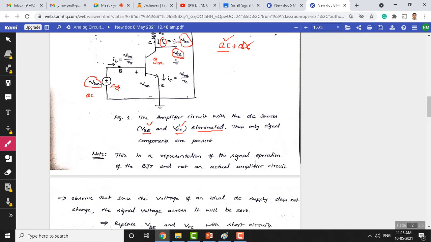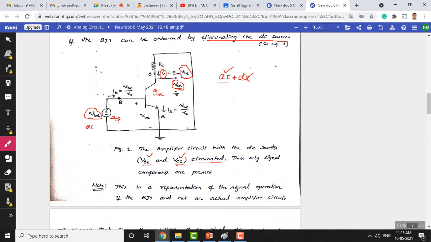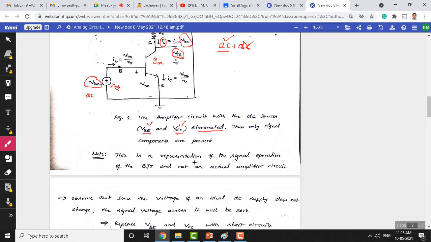This is a representation of signal operation of the BJT and not an actual amplifier circuit. I am once again reiterating, this is not a total amplifier circuit. This is just one portion of an amplifier circuit, where exactly we apply the AC signal and the AC signal gets amplified. This is not a total or actual amplifier circuit. This is what we want to stress here for the students.